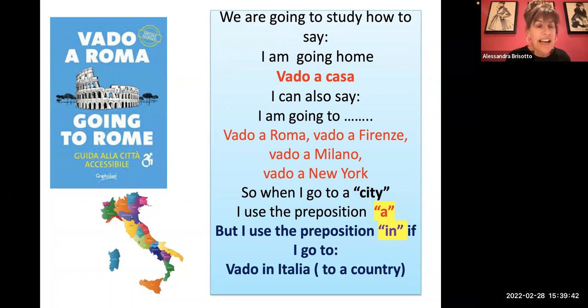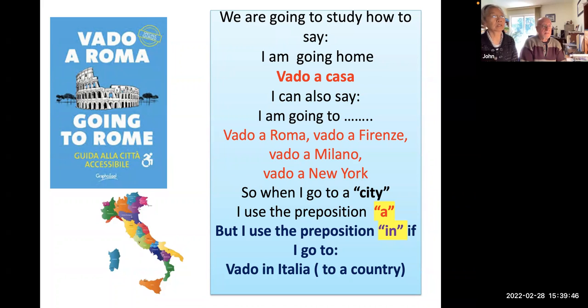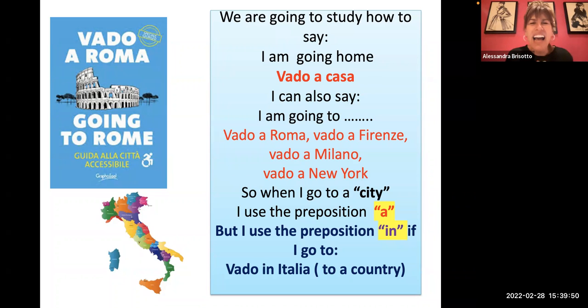Vado a casa. You can also say, I'm going to. So you can say, vado a casa, I'm going home, or vado a Roma, vado a New York. The verb vado means I go or I'm going. So vado a Roma, vado a Firenze, vado a Milano, vado a New York. The preposition to, I go to, is a. Vado a Roma, vado a Firenze, vado a Milano, vado a Decatur, vado a Kansas City, whatever. So it's always a.